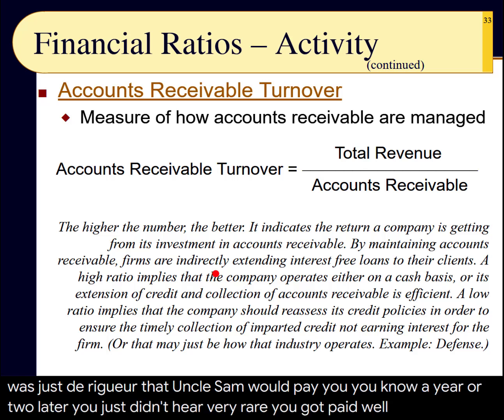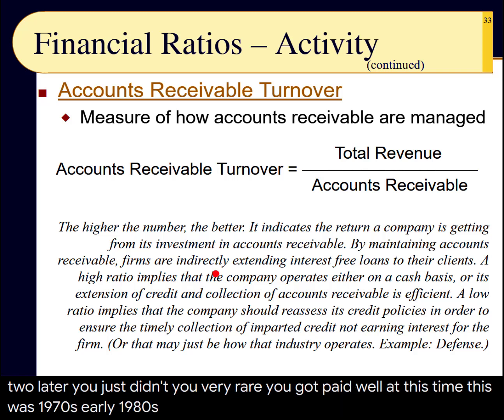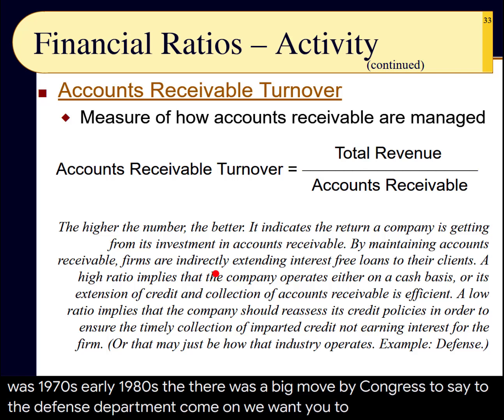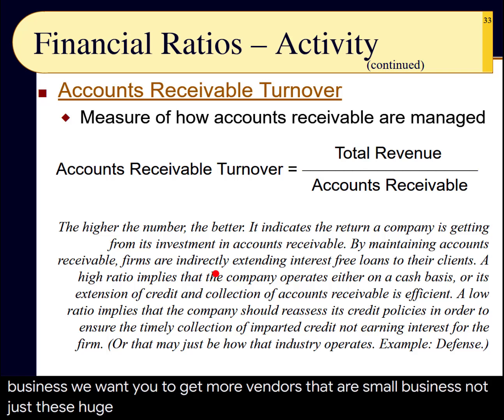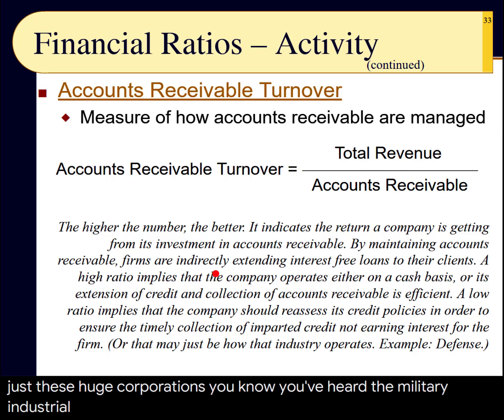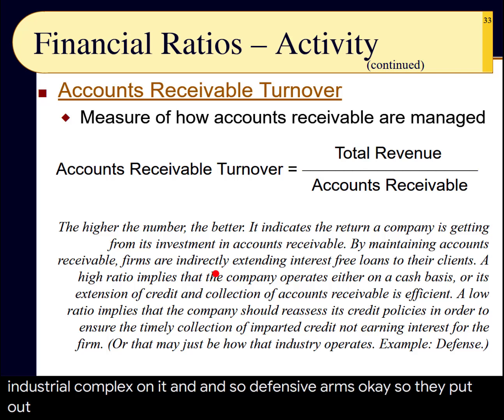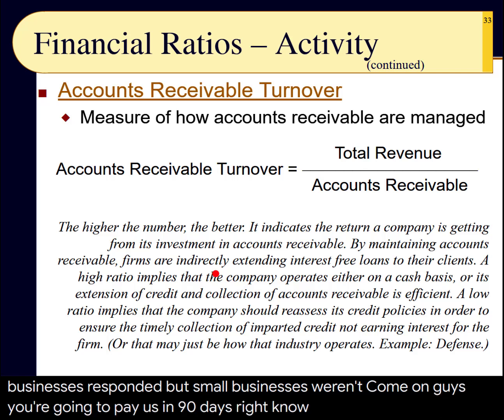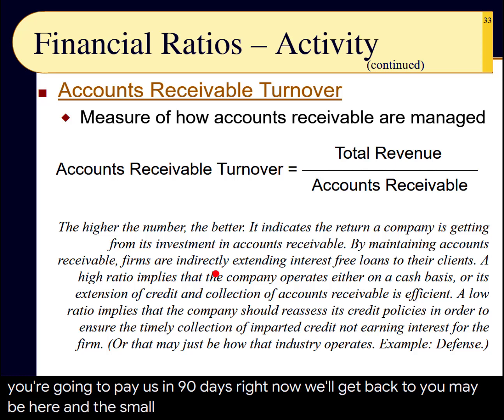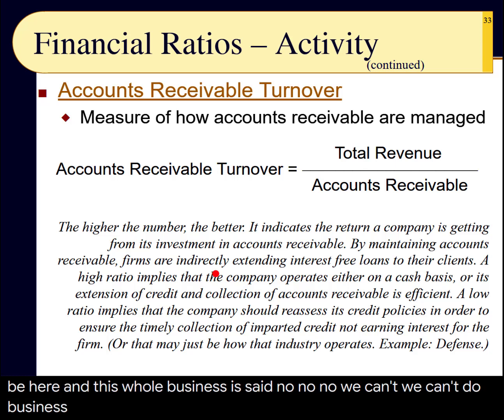Well, at this time, this was the 1970s, early 1980s, there was a big move by Congress to say to the Defense Department, come on, we want you to promote small business. We want you to get more vendors that are small business, not just these huge corporations. You've heard the military industrial complex and all that. And so the Defense Department said, okay, so they put out the bid as many as they could to small businesses. And small businesses responded. But small businesses weren't ready for what happened next. Come on, guys, you're going to pay us in 90 days, right? No, we'll get back to you, maybe a year. And the small businesses said, no. We can't do business like this. We've got to make payroll.